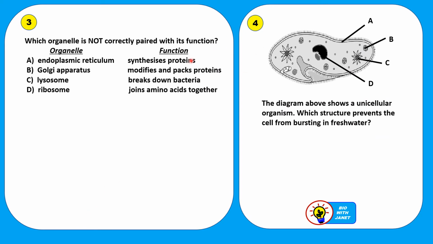Next, question 3. Which organelle is not correctly paired with its function? A, endoplasmic reticulum synthesizes proteins. B, Golgi apparatus or Golgi body modifies and packs proteins. C, lysosome breaks down bacteria. And D, ribosome joins amino acids together. So 20 seconds from now.